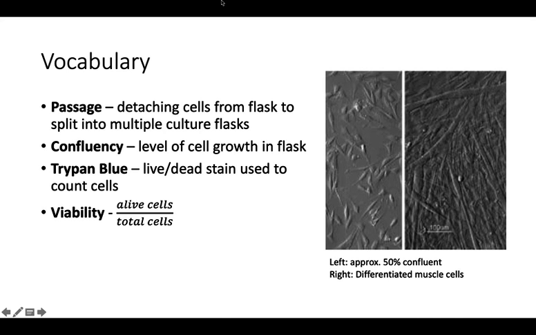So passaging is when we detach those cells from their home in their current flask, and then we split them into multiple cell culture flasks so that we can bump up those numbers for future experiments. Confluency is how we talk about the number of cells and how much space they're covering. So in that figure here, on the left-hand side is muscle cells at about 50% confluency. It isn't a very specific measurement, and we wouldn't use it for any sort of quantitative data.